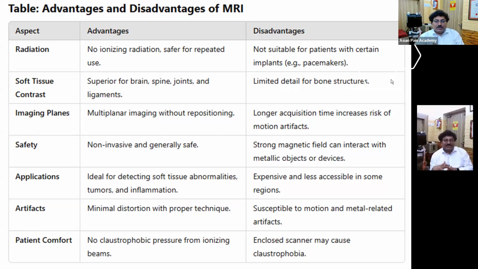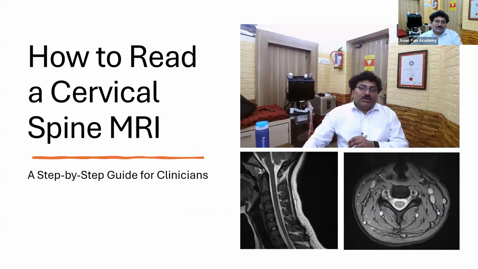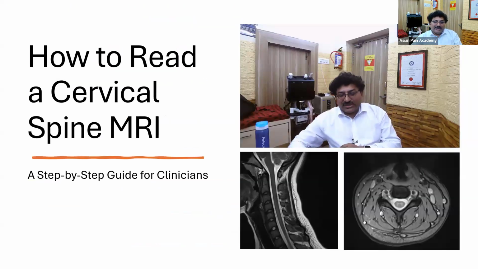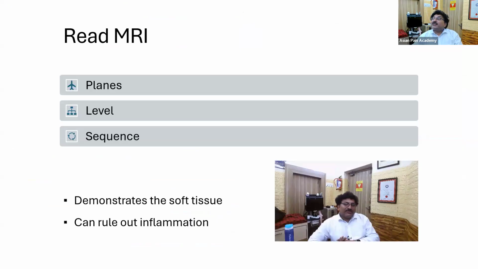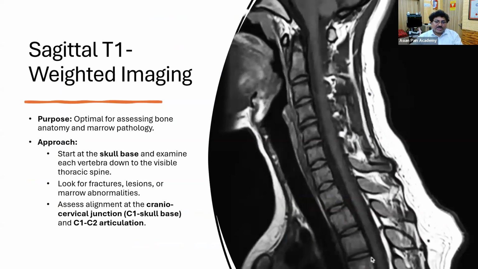Now coming to how to read a cervical spine MRI. Okay, so let us go for a step-by-step guide on what to look at. First of all, we'll be looking at the planes, the levels, and the sequences, and we'll be looking at the soft tissue, and trying to rule out inflammation.